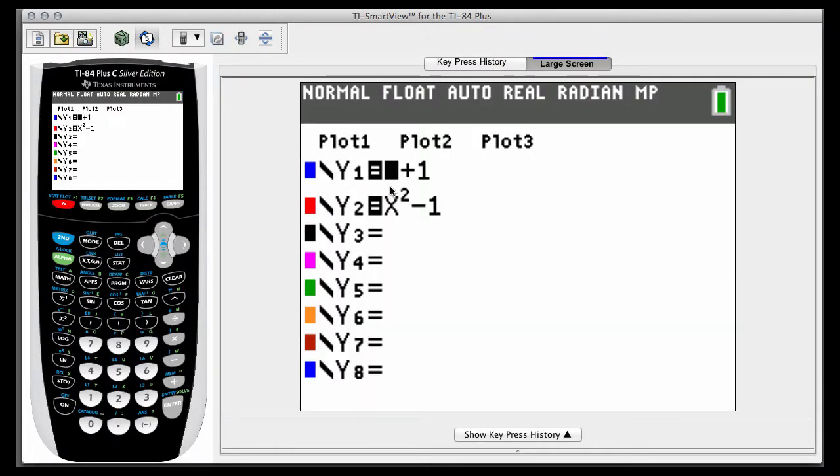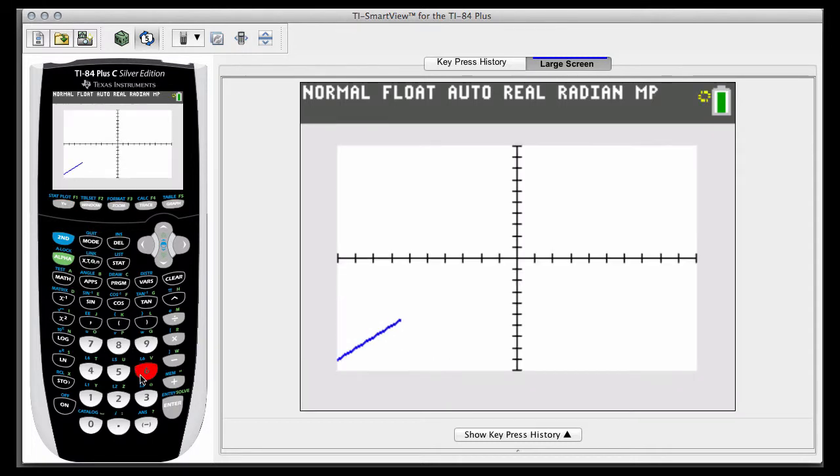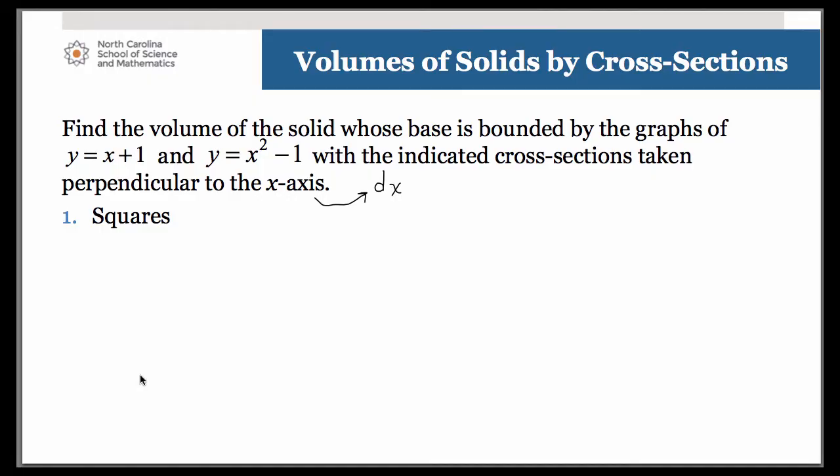So if you have the equations under y equals, it should be sufficient to do zoom 6 to graph it. So there's the linear function, x plus 1, and here comes the quadratic x squared minus 1. So that region in between the two is the base of the solid, and you need to envision the solid itself rising up towards you from that base. Now the cross sections we're going to take perpendicular to the x-axis in this first example are squares. So let's go back and draw ourselves a sketch of what this looks like.